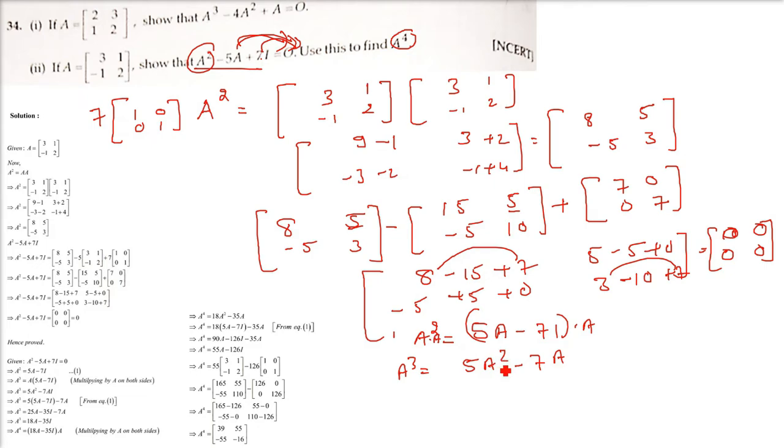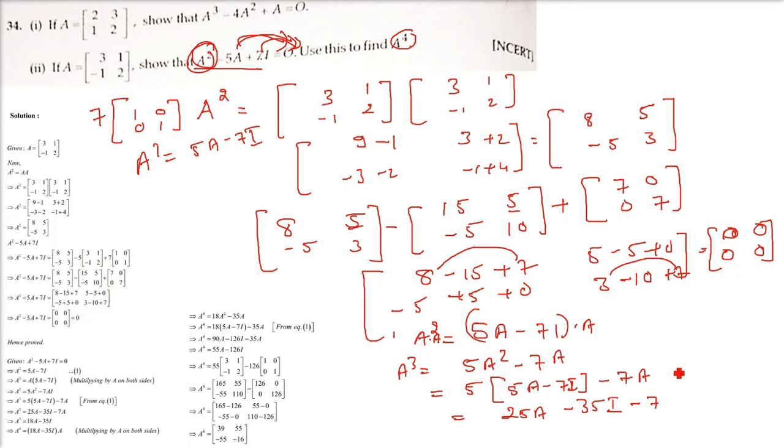So on the right hand side, A square is there, and A square we already know. What is A square? A square is 5A minus 7I. So we will replace this A square with 5A minus 7I. Right? 5 into 5A minus 7I, minus 7 into A. This will be 25A minus 35I minus 7A. So 25A minus 7A, what will it be? So this will be 18A minus 35I. So this is the first step for A to the power 4.